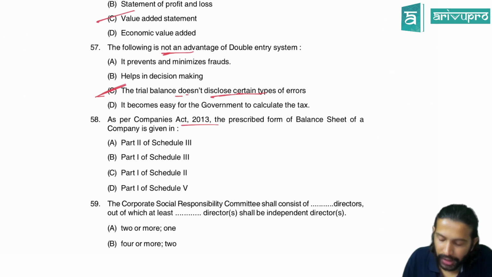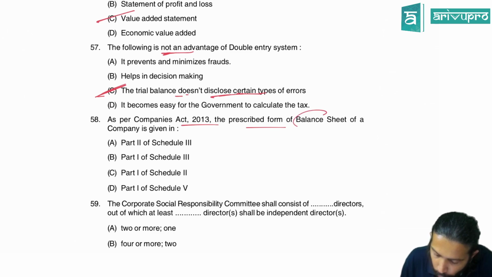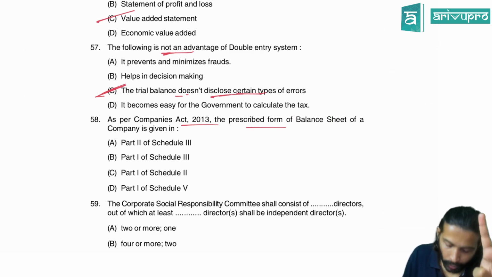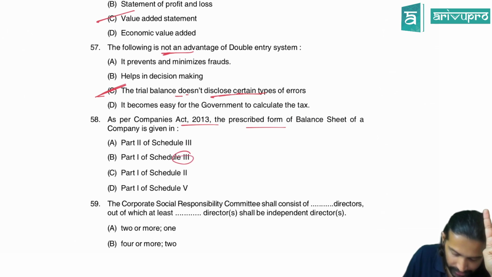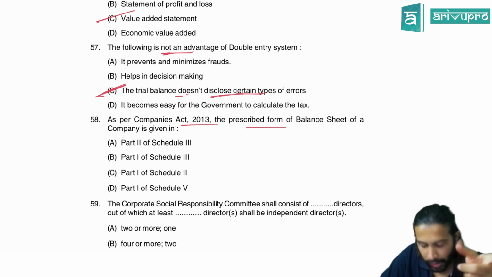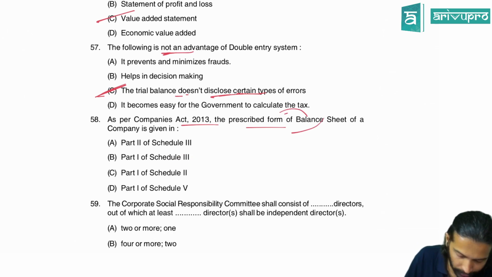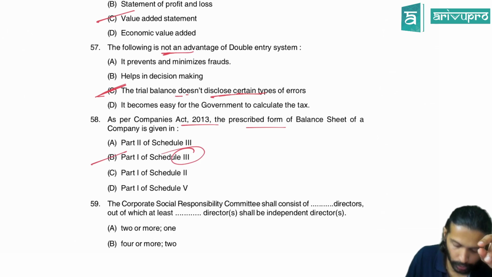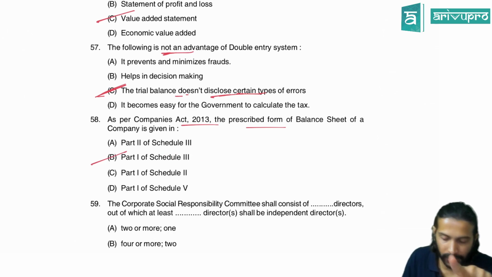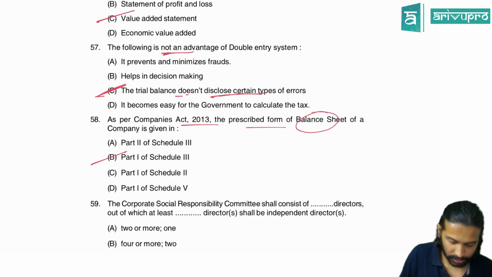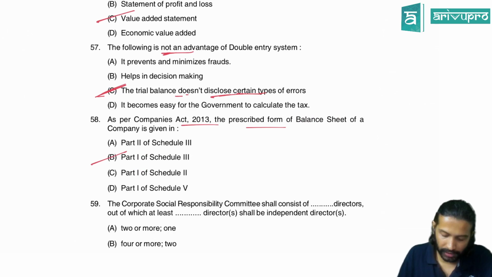As per Companies Act 2013, the prescribed form of balance sheet is given where? Part 1 of Schedule 3 deals with balance sheet. Part 2 of Schedule 3 deals with P&L. They've asked balance sheet or P&L? They've asked balance sheet. That means the answer is Part 1 of Schedule 3. If they had asked P&L, then the right answer would have been Part 2 of Schedule 3. Since it is balance sheet, Part 1, B is the answer.